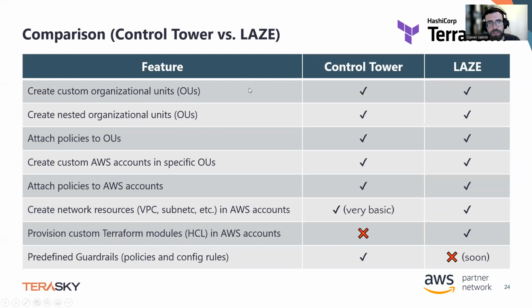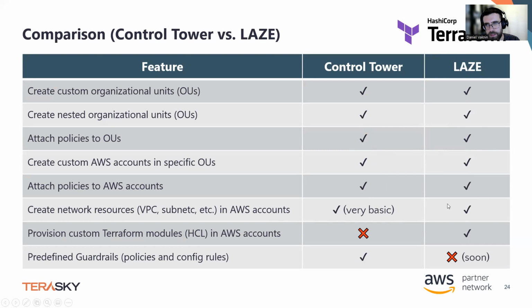In both, you can create custom OUs. In both, you can create nested OUs. By the way, in Control Tower, this was not an option up until a few months ago. They added the support for nested OUs a few months ago, but now it's supported anyway. In both, you can attach policies to OUs. In both, you can create custom AWS accounts. In both, you can attach policies directly to AWS accounts.